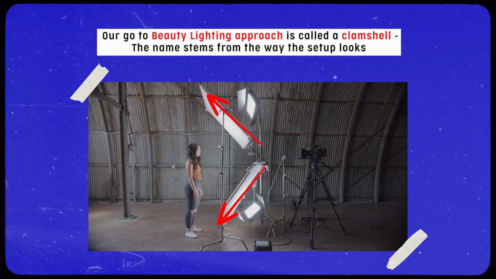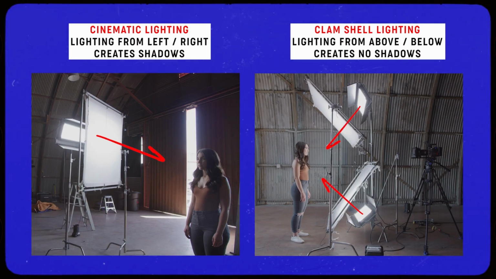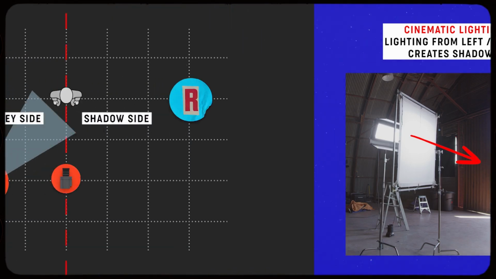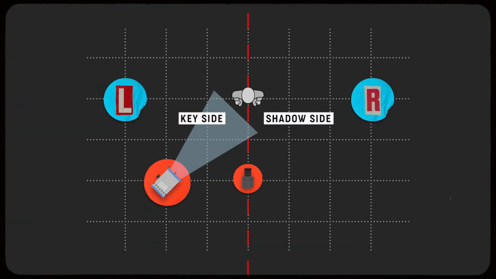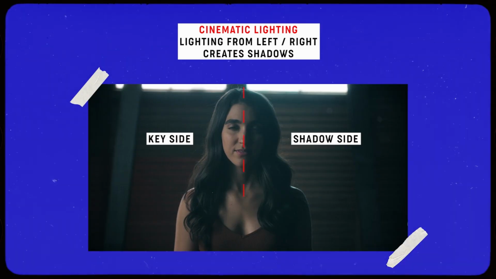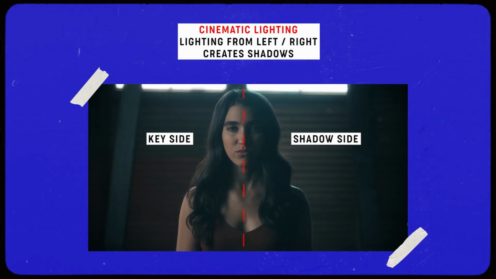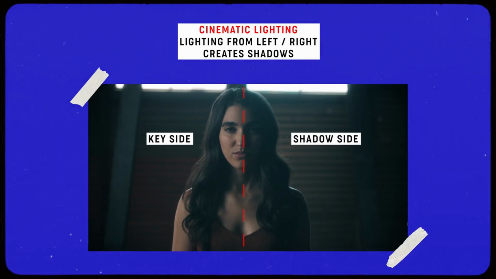I think the best way to explain how a clamshell works as a lighting setup is to compare it to a more traditionally lit cinematic lighting approach. So here's our first shot. We're keying our subject from the left, and this would typically be how you'd approach a low key, moody lighting approach with tons of shadows and contrast. This would look great for a drama, but for beauty lighting, you want to light your subject without shadows.